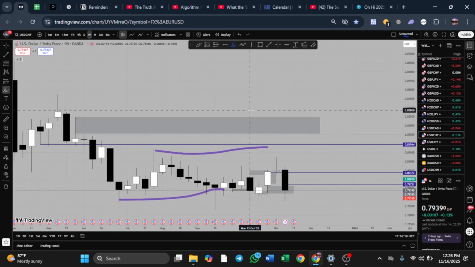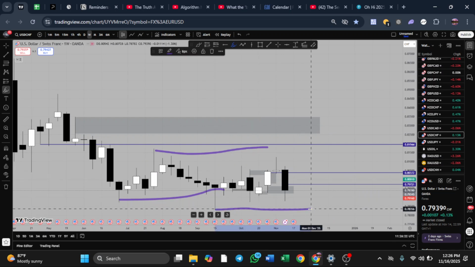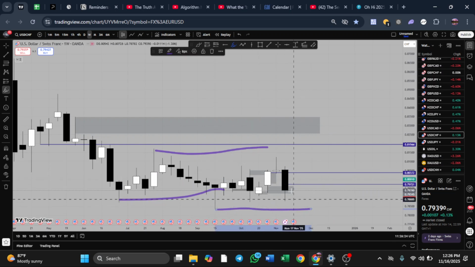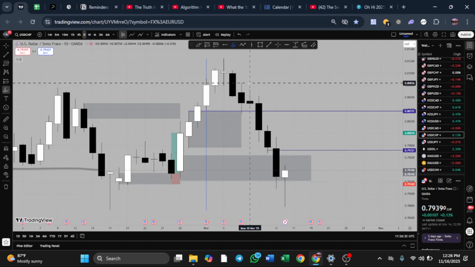On the weekly, this is bearish, definitely bearish. So this is our low. I expect price to go lower. It came up here, reacted here. We had this massive bearish pin bar going to our daily.